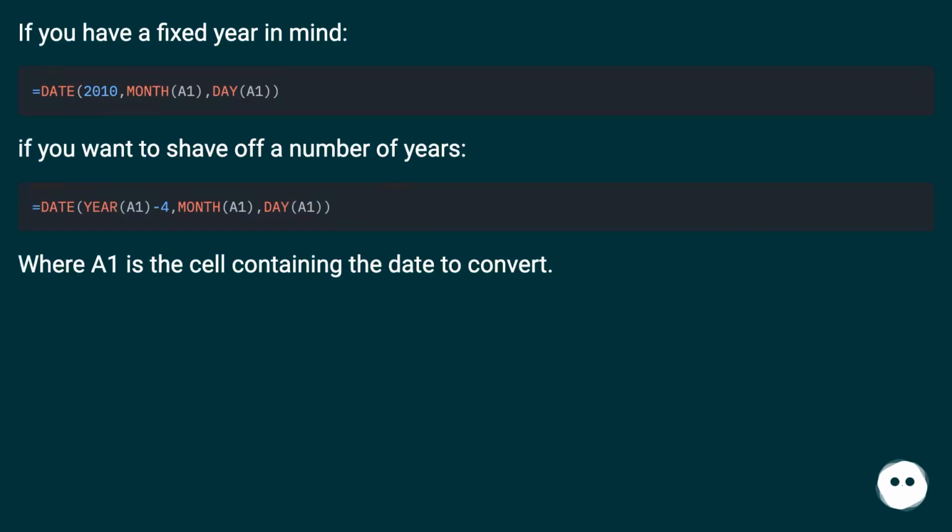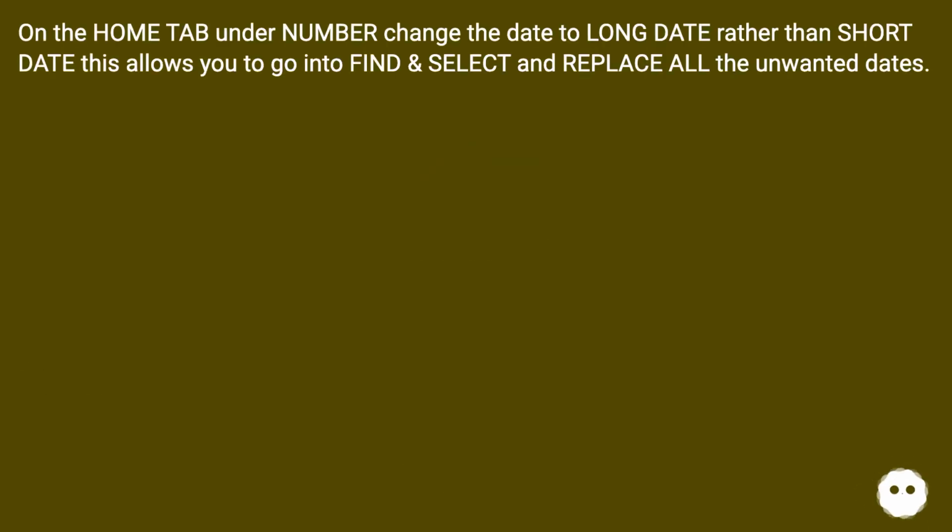If you have a fixed year in mind, if you want to shave off a number of years, where A1 is the cell containing the date to convert. On the Home tab, under Number, change the date to long date rather than short date. This allows you to go into Find and Select and replace all the unwanted dates.